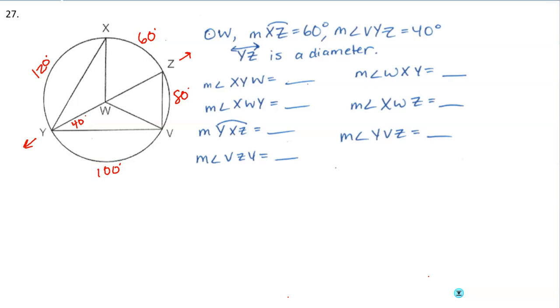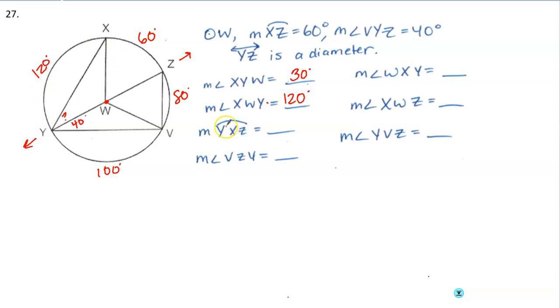Once you have all those arcs, you can solve for the rest of this stuff. Okay, angle XYZ, or excuse me, XYW. XYW. That's this angle right here. That's on the circle. Follow it out. 60, so it's half the arc. So that would make that 30. Let's do this one. XWY. XWY. That angle has its vertex on the center. When it's on the center, it's equal to the arc. So the arc is 120. So the angle's 120.